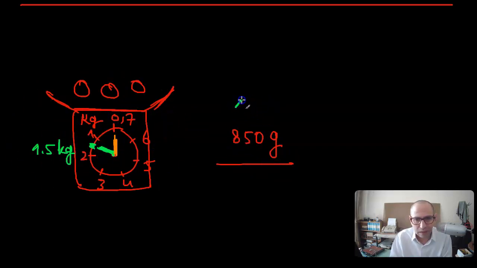So the scale is telling me that the mass is 1.5 kilograms, and the recipe tells me that the amount of ingredient that I need is 850 grams. Because I want to make the cake, I need to be able to decide what to do with this ingredient. Is it too much? Is it too little? What am I supposed to do now, right?